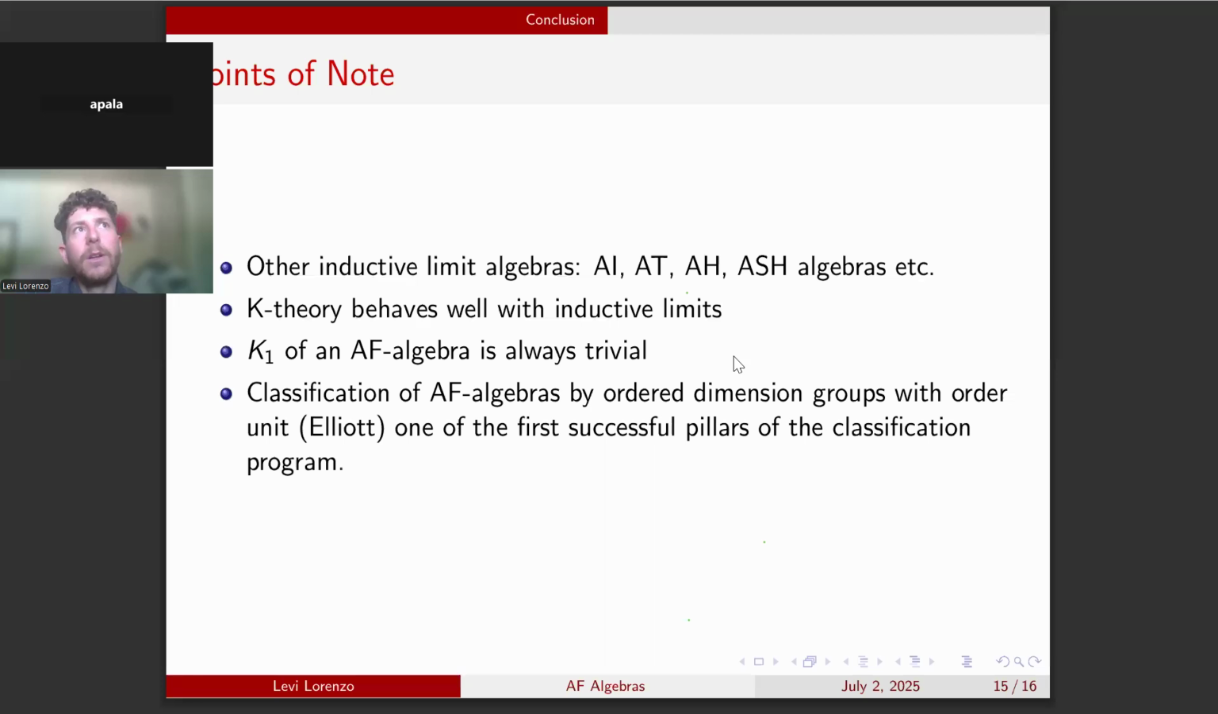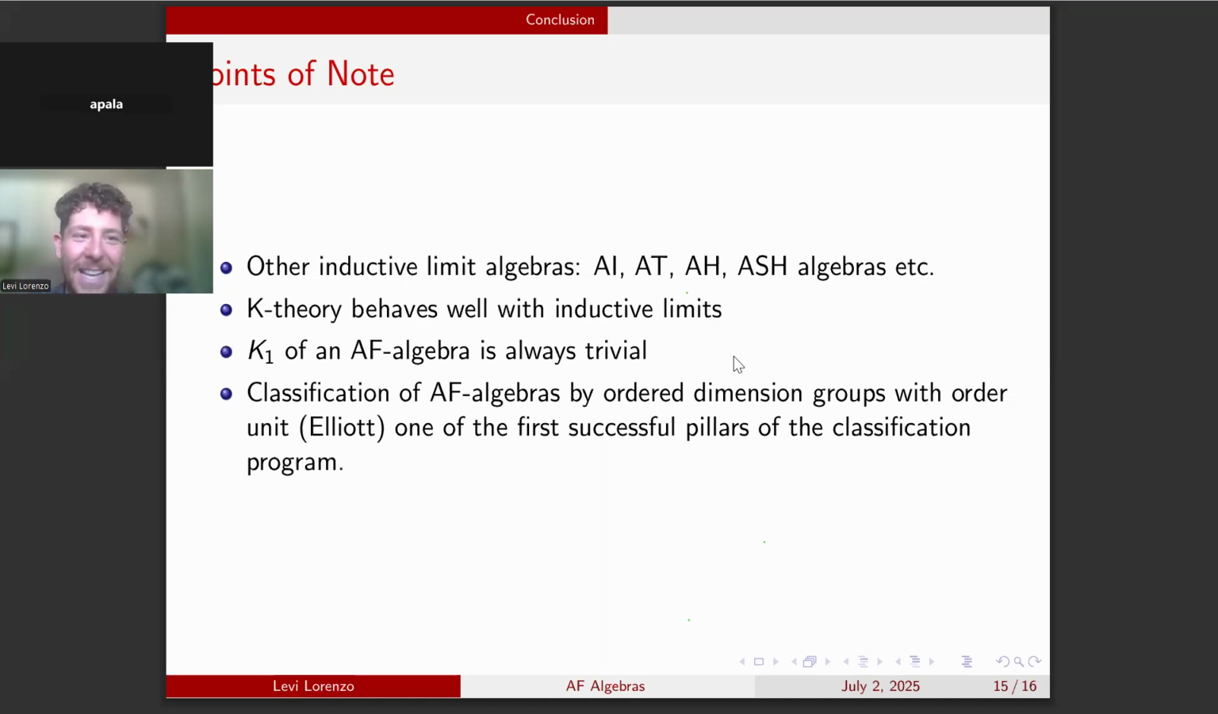As I mentioned, a really valuable tool in the creation of new C-star algebras is this inductive limit process. So there's a whole bunch of inductive limit type classes of algebras.